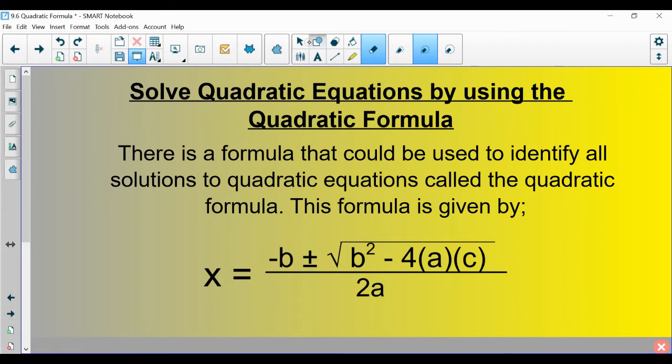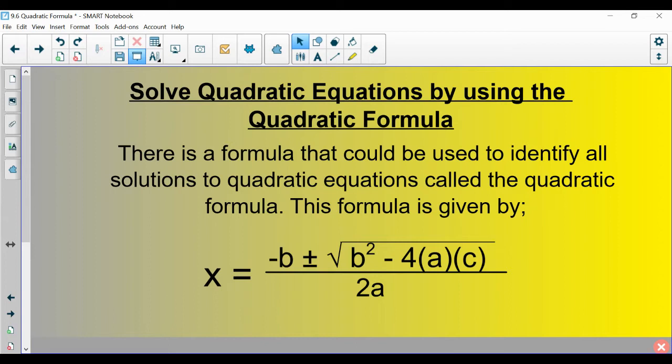So what is the quadratic formula? Well, this is a poster up in my room you might recognize. Like I said, the quadratic formula can solve any quadratic equation, and it's given by this formula: negative b plus or minus the square root of b squared minus 4ac, all over 2a. This is something that you should be memorizing. This is something that you're going to use a lot this year and in future years.